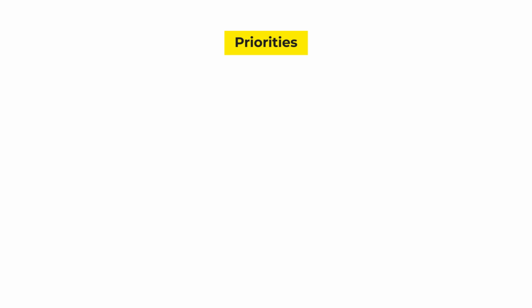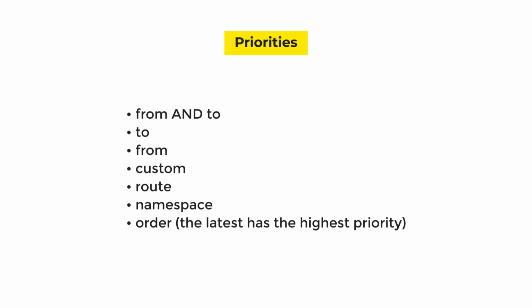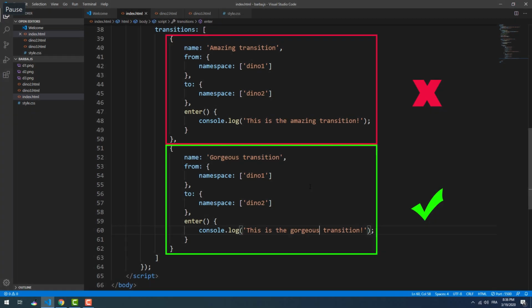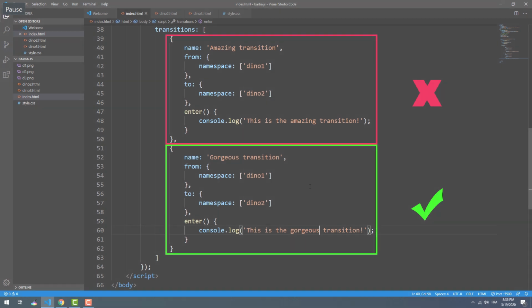In Barba.js, rules have priorities, same as the priorities of the classic operators in JavaScript or any other language. So, that being said, here's the order of priorities from the highest to the lowest. Now, with the priorities, everything is self-explanatory. In the first example, Barba chose to apply the second transition based on the order of the transitions, since both of them have the same properties and rules.